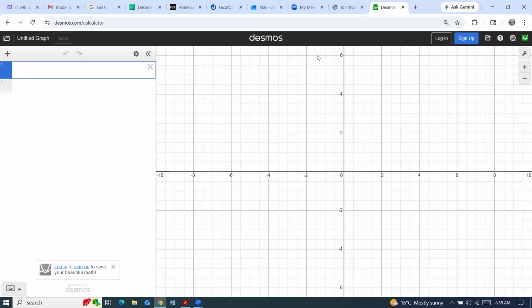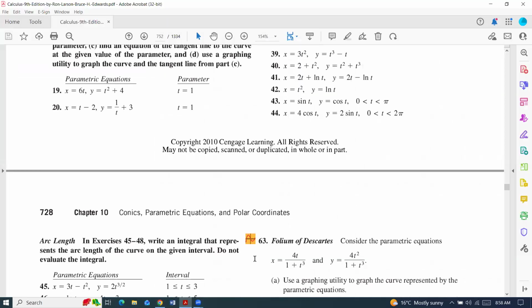And the reason I want to do this is to check out some of the, well, obviously graphing things. I saw a number of exercises here that would like you to graph the parametric equations using the tool, because otherwise it may be a little bit tricky. So let's see how we could use this graphing calculator, say 4t over 1 plus t cubed.